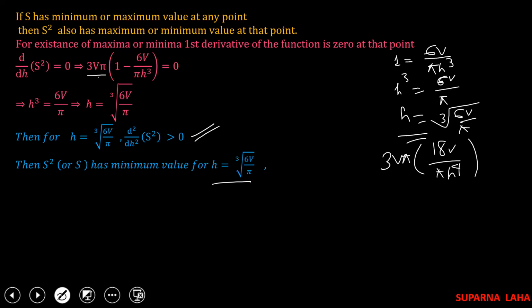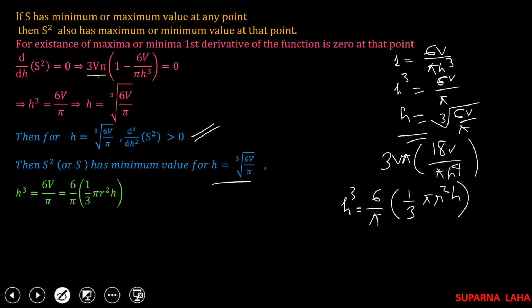Now establish the relation between h and r. From here I can say h cubed is 6V by pi. So put the value of V. It will come 6 by pi. So h cubed is equal to 6 by pi into 1/3 pi r squared h. So pi cancels, 3 and 6 cancel, this will be 2, and r squared will remain, h cancels, so we will get h squared is equal to 2r squared.